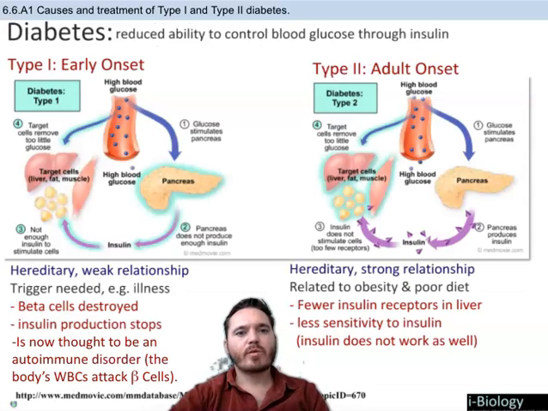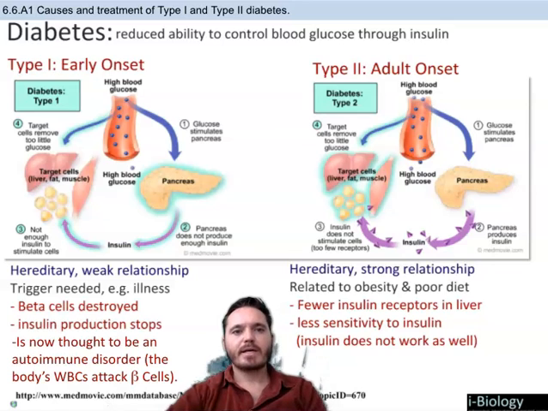Okay, so you do need to know about the causes and treatment of type 1 and type 2 diabetes. Diabetes is brought on by the inability for the body to properly glucoregulate, or properly regulate the blood glucose levels. So how does this happen? Well, there's two different types of diabetes. Type 1 diabetes is where you don't have enough insulin being produced by those beta cells that we talked about on the pancreas.